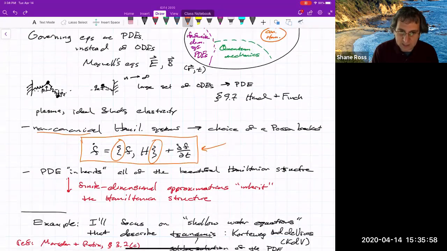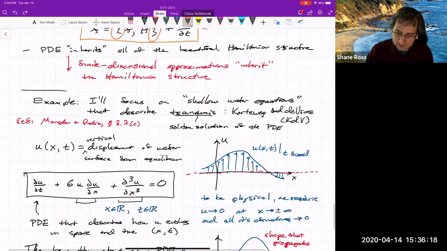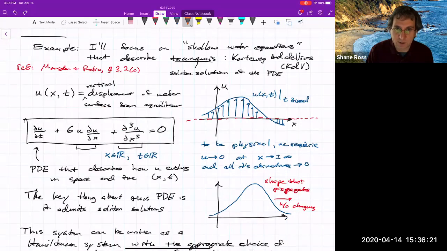Well, the PDE then inherits all of the nice Hamiltonian structure that we've been talking about for several weeks, and any finite dimensional approximation that arises from that PDE, for example, like a wave solution or some other solution, also inherits that Hamiltonian structure. So there's a particular simple example that has been used by others to describe this, and it's a version of the Shallow-Water Equations that describes tsunamis. It's the Korteweg-de Vries equation, and it admits Soliton solutions.